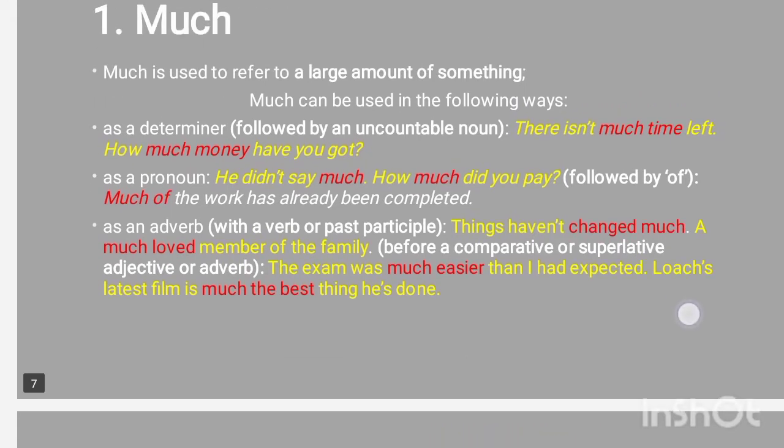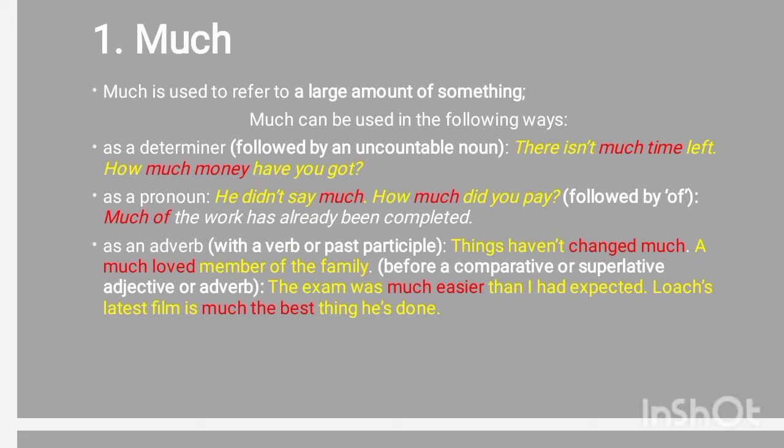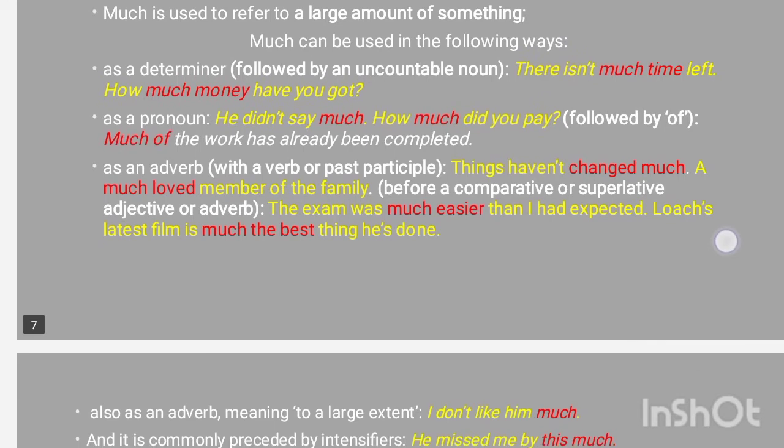Also, much is used as an adverb before a comparative or superlative adjective or adverb. For example, the exam was much easier than I had expected. His latest film is much the best thing he's done. Much easier and much the best are comparative or superlative adjective or adverb, because easier is an adverb and the best is an adjective.